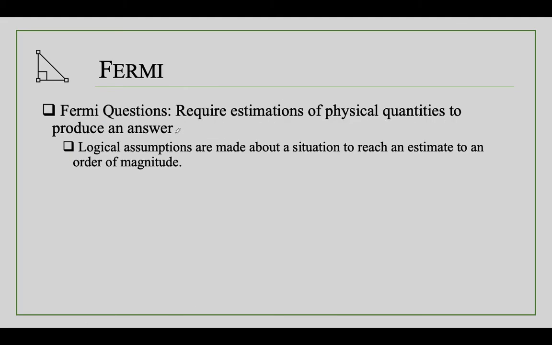So what we have been doing is actually answering Fermi questions. Well, in particular, the last one. Because Fermi questions require estimations of physical quantities to produce an answer. Fermi was an Italian physicist known for being incredibly accurate. So in order to be very accurate with very little information, we have to have logical assumptions about the situation that allows us to reach an estimate to an order of magnitude.